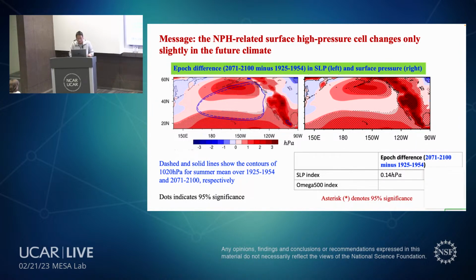So in the end, the future change in the sea level pressure index on the bottom right is pretty small and not significant. Interestingly, we see a lot of increased sea level pressure over the continent, and this is also confirmed by surface pressure.